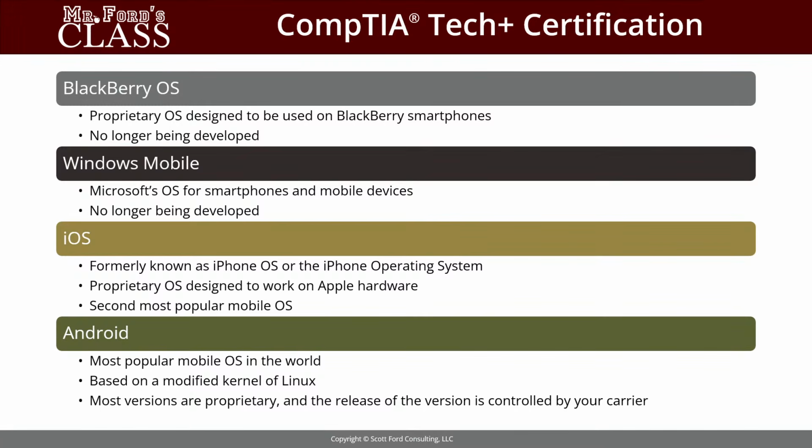Then we had iOS. iOS is very popular still today, formerly known as the iPhone OS or the iPhone operating system. It's a proprietary operating system. It belongs to Apple. It works on Apple devices, and it is the second most popular operating system currently on the market. The most popular operating system on the market, of course, is the Android.